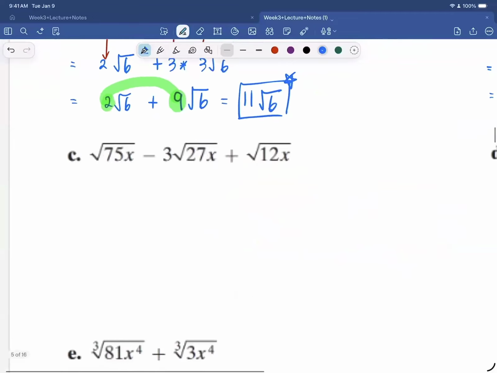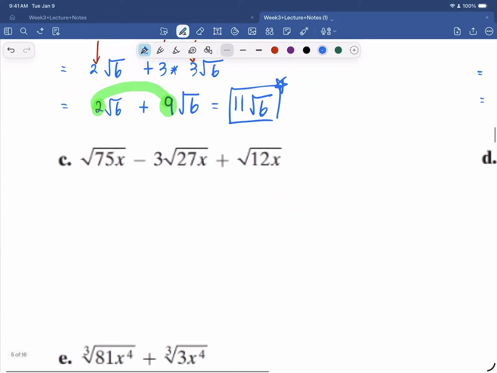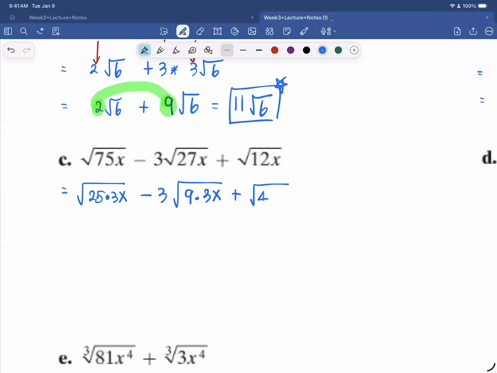All right, keep going. Square root of 75 minus 3 square root 27x plus the square root of 12x. So 75, I think you can rewrite as 25 times 3x, right? And the minus 27x, I think one of these must be a perfect square. So 9 is a perfect square, so 9 times 3x. And then plus 4 times 3x, right?